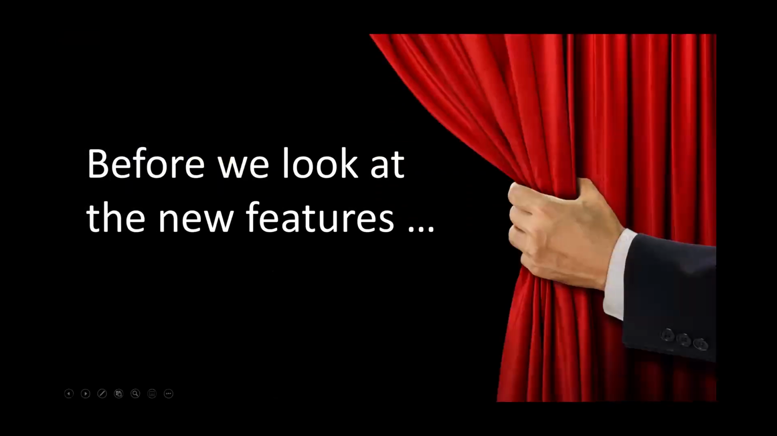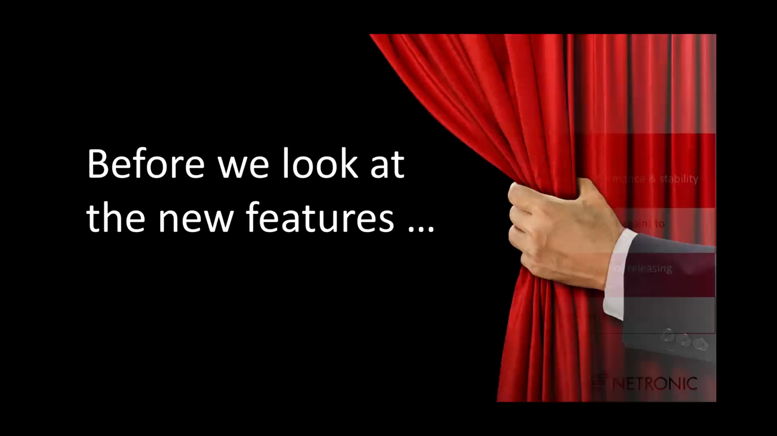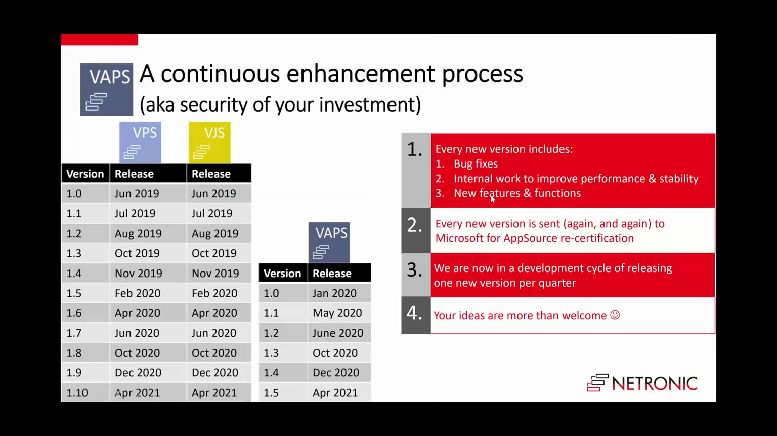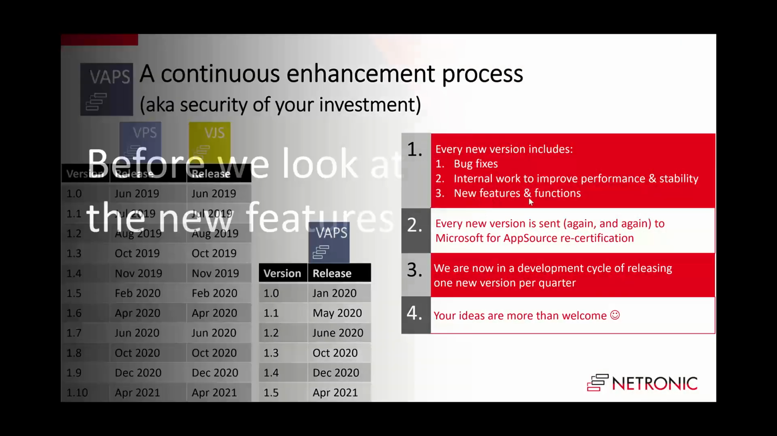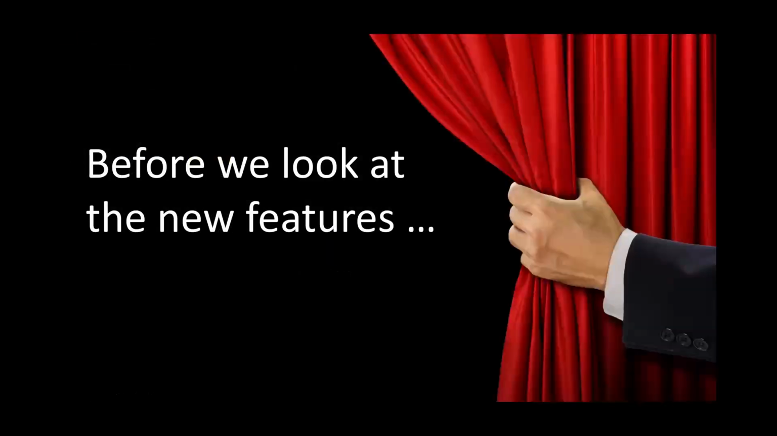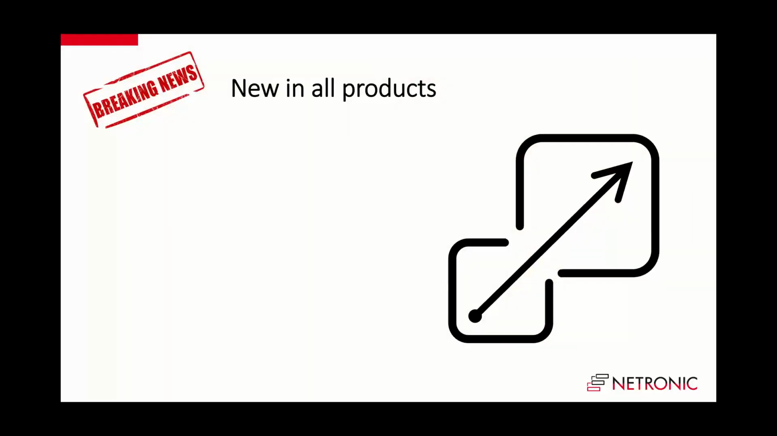let me look at something that is new. Typically in these what's new webinars, I say, this is the product, these are the new features, and here is the demo. This time it is a little bit different, because I said that with the new version, we ship not only new features and functions, but something new. And this something new is that over the last couple of months we have been working on something, and we already have elements of it in all three products: in the VPS, in the VAPS, and in the VJS.